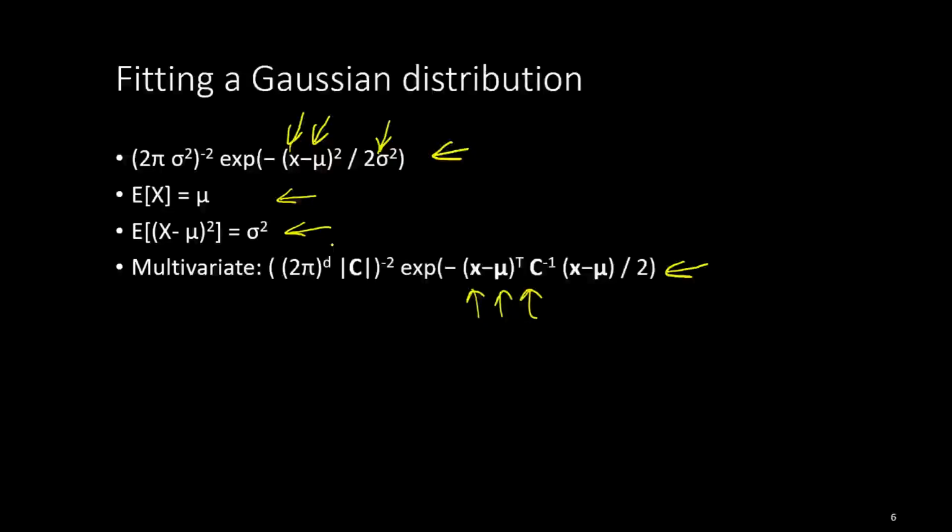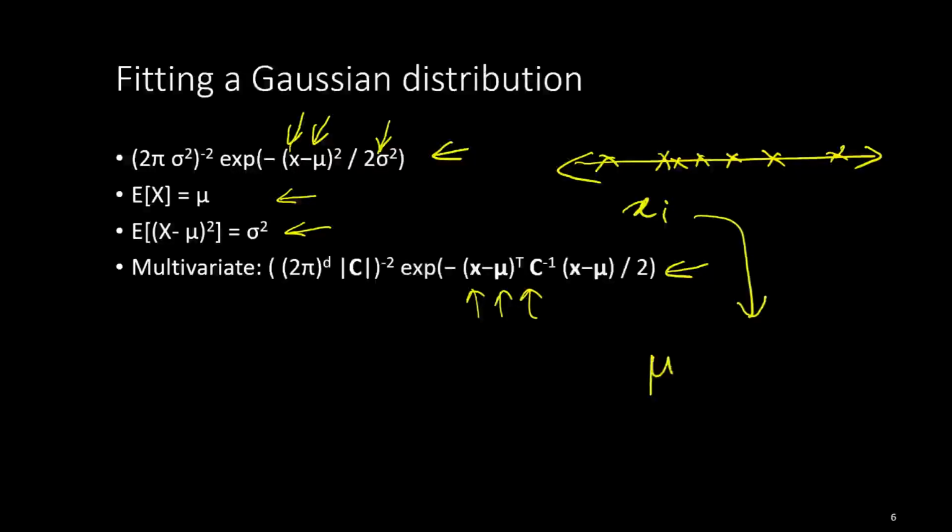So how do we fit a Gaussian distribution? Let's say we are given a bunch of points. This is your axis, and we are given a bunch of points. Let's call them xi. There is something called the sample mean. The sample mean, let's call it mu hat, is simply the sum of xi divided by n, where n is the total number of samples and i runs from 1 to n. That is the sample mean.